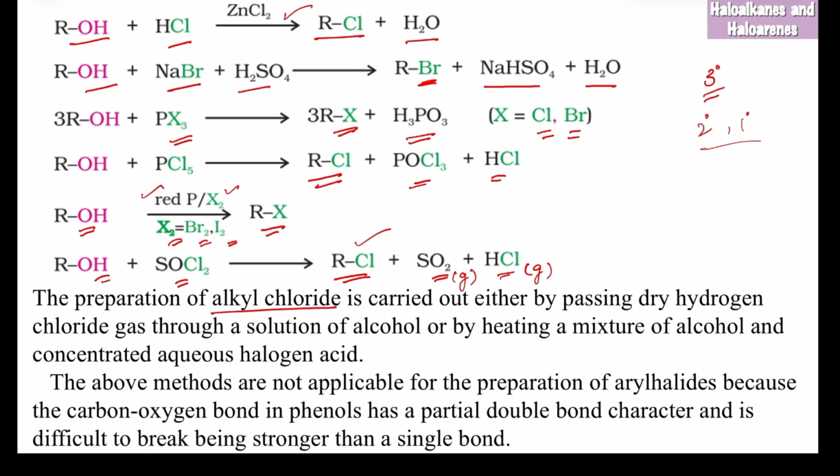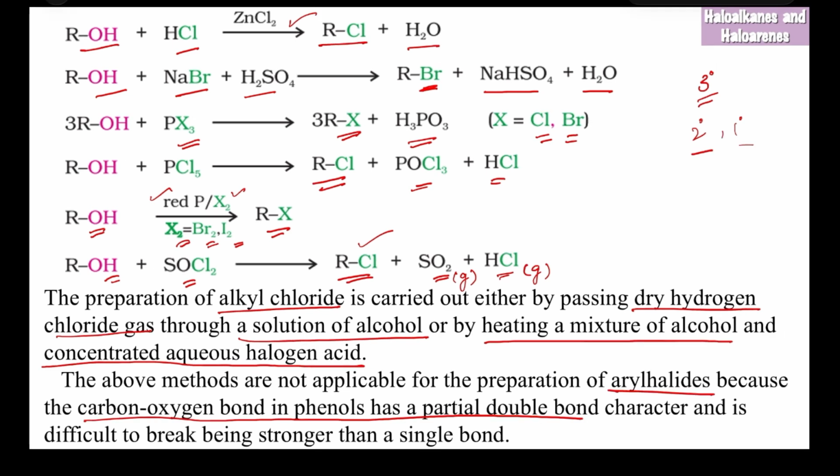Preparation of alkyl chloride is carried out by passing dry hydrogen chloride gas through a solution of alcohol. This is one method, or by heating a mixture of alcohol and concentrated aqueous halogen acid. Aqueous solution of halogen acid is prepared and then it is mixed with alcohol, and on heating this mixture alkyl halide is obtained.